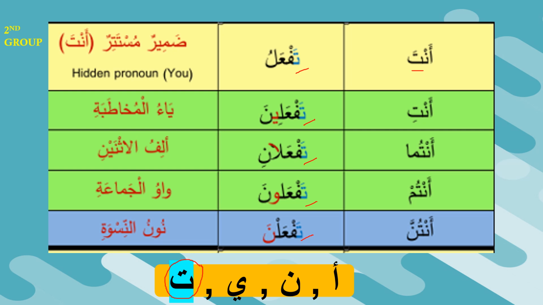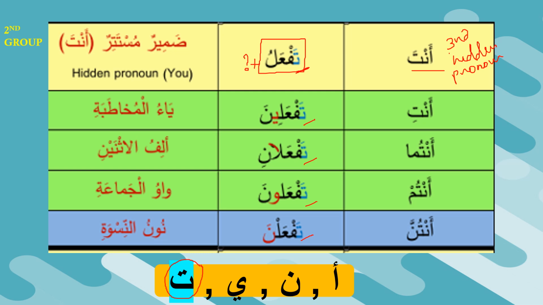So the first one, anta, we have a third hidden pronoun here. In this verb taf'alu, you cannot see any pronoun attached after the verb. We just have a ta, harf muda'ra'a, just to tell you that this represents the mukhatib and the male singular. We have our hidden pronoun anta hidden in this verb. So this is our third hidden pronoun in the present tense.